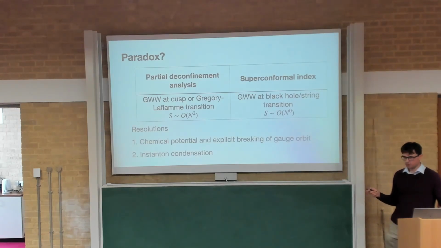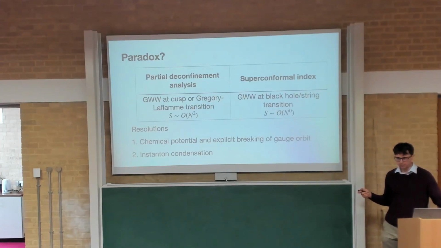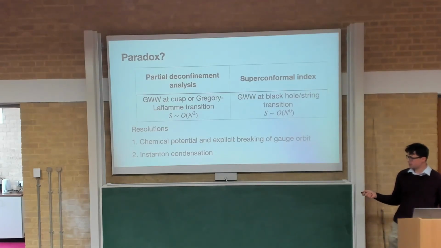So this was confusing for a long time, but there are two points to resolve this paradox. The first is to remember that we're actually using chemical potential, not temperature, and this can lead to an explicit breaking of gauge orbits. It demands a new interpretation of the Polyakov loop eigenvalue distribution, which I'll explain next. The second is that we should check for instanton condensation in the phase diagram.